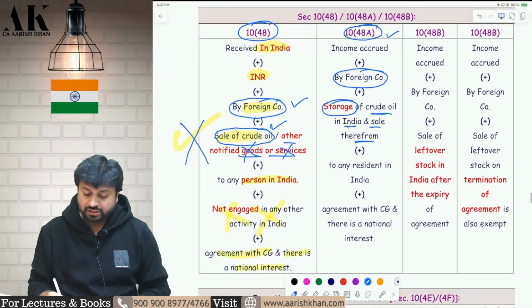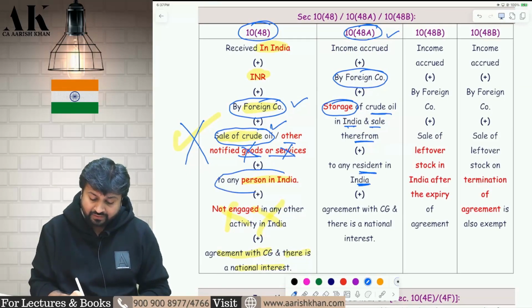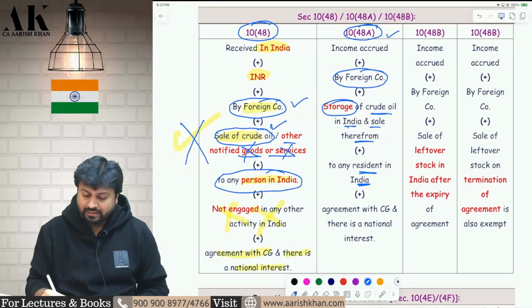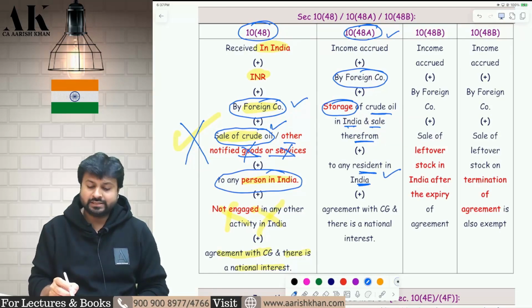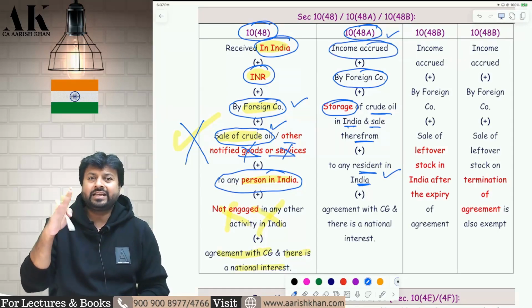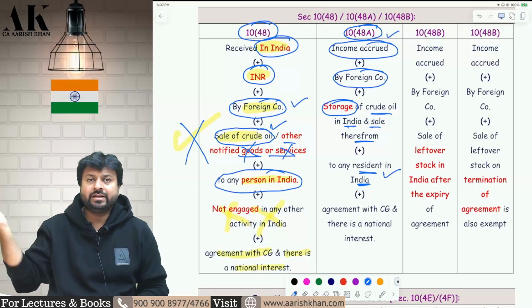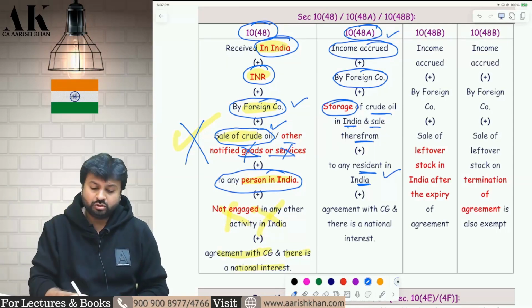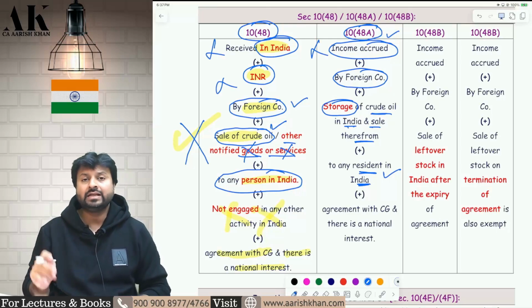Second, in this section you are selling to an Indian resident. In the first section you are selling to any person in India, but here you are supposed to sell only to an Indian resident. In the first section the money should be received in India in INR. In the second section the income should be accrued in India. It can be received outside India also, and in foreign currency also. These two conditions are not applicable in the second section.